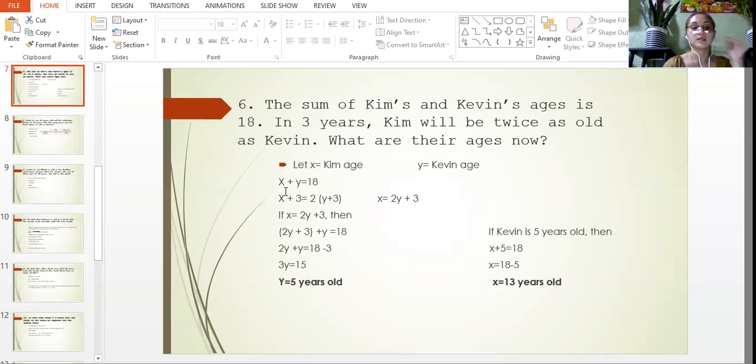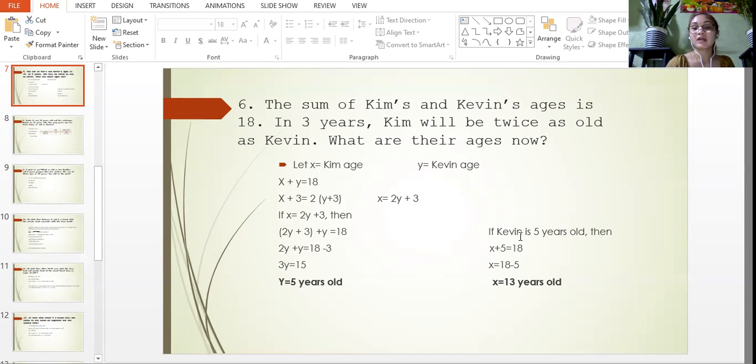So x plus y is equal to 18, then x plus 3 is equal to 2 times the quantity of y plus 3, then x is equal to 2y plus 3. If x is equal to 2y plus 3, then the quantity 2y plus 3 plus y is equal to 18. Then 2y plus y is equal to 18 minus 3, so 3y is equal to 15. Then divide both sides by 3, so y is equal to 5 years old.